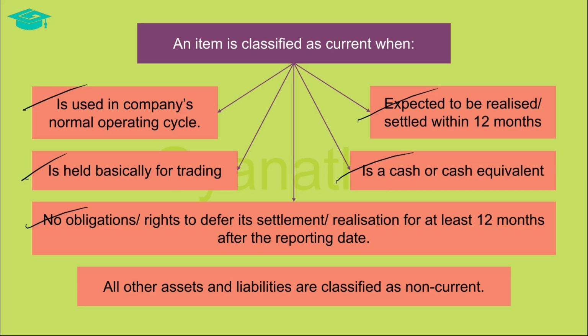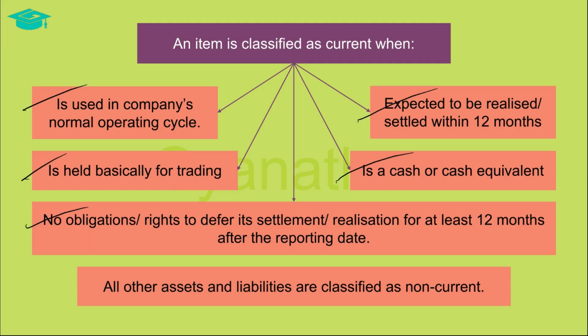So basically, every item that is traded in the day to day business, has a life of under 12 months within the company, or is a cash or cash equivalent is classified as current, and everything that falls outside this purview is classified as non current.